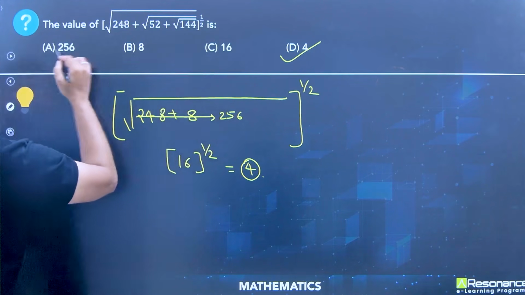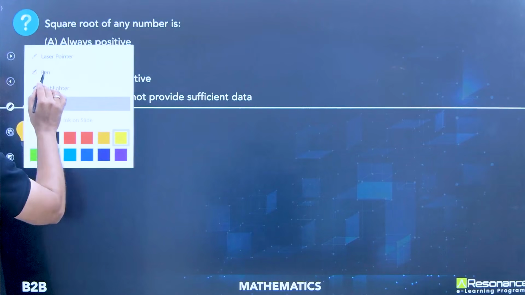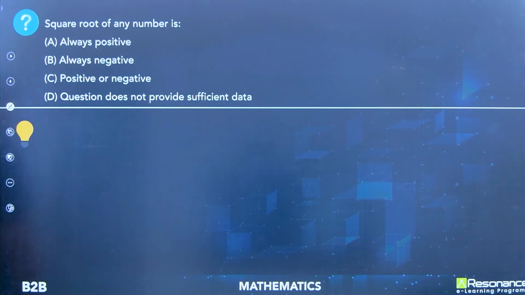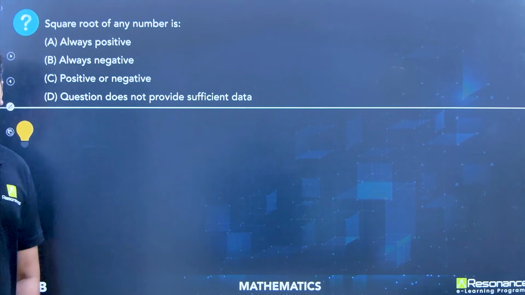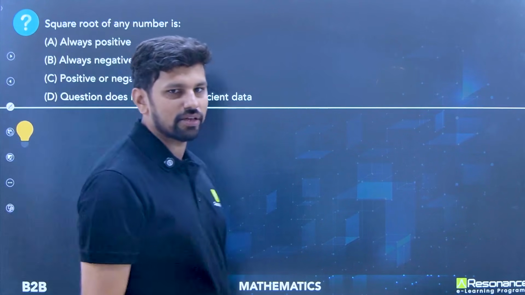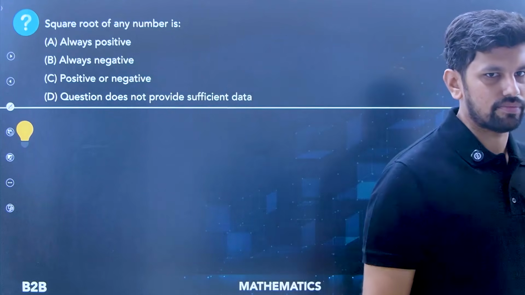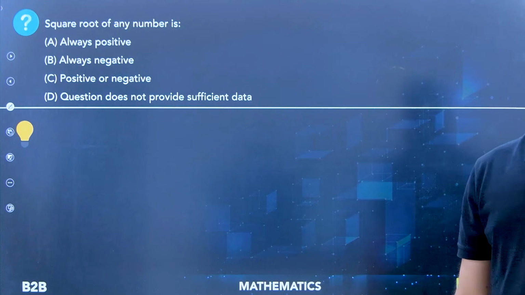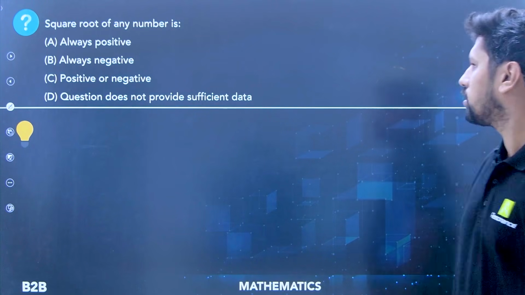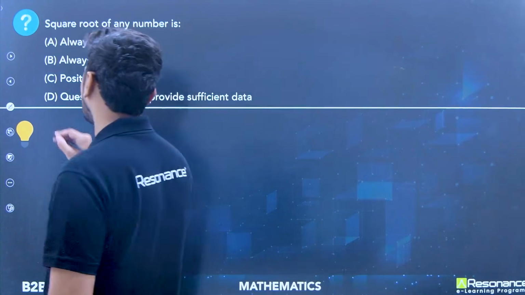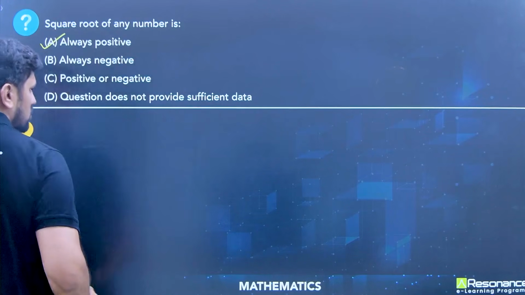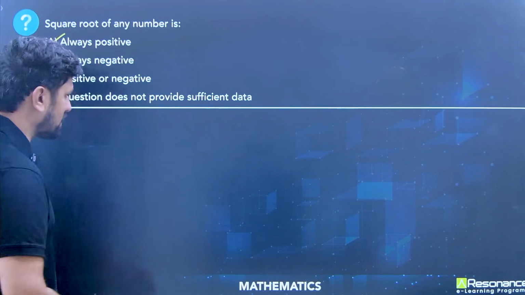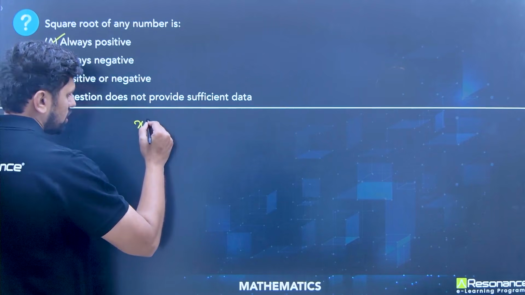So let's move on to next slide. Square root of any number is what? Square root of any number is always positive, always negative, always positive. Very good. Square root of any number is always positive. Okay, just tell me one thing. I am just giving you one more question here.